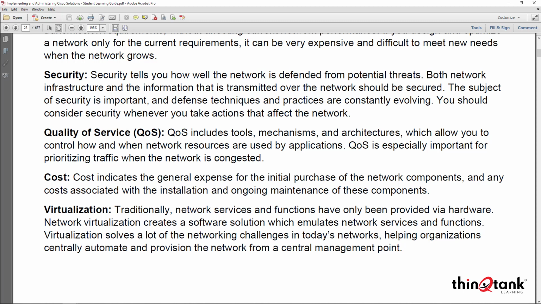Cost, I always call that layer 8 of the OSI model, right? 7 layers: physical, data link, network, transport, presentation, session, application. And then layer 8, budget, layer 9, politics, right? Because as a network engineer, you have to deal with those things all the time. But obviously, cost does drive a lot of decisions.